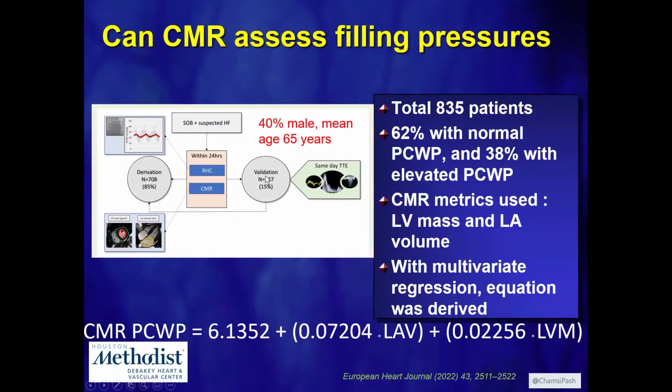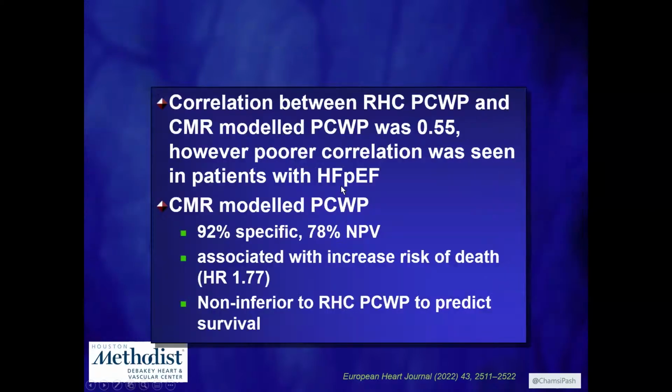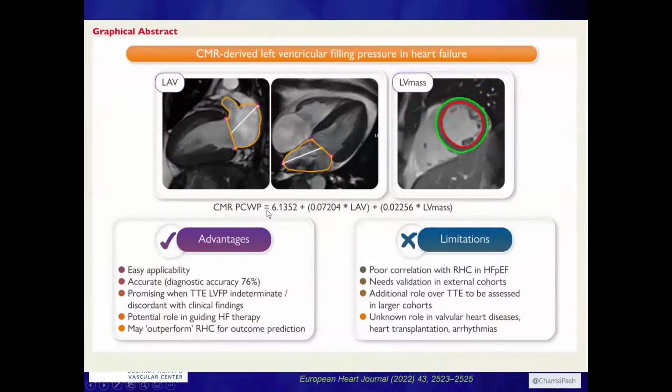What did they find in those patients who also had same-day echocardiography is that the correlation between right heart cath wedge pressure and the CMR modeled wedge pressure was modest at 0.5, but they saw a poorer correlation in patients with HFpEF. They also concluded that the CMR modeled wedge pressure was specific in 92% with a negative predictive value of approaching 80%. It was associated with an increased risk of death with a 77% increased risk, and it was non-inferior to right heart cath wedge pressure to predict survival.